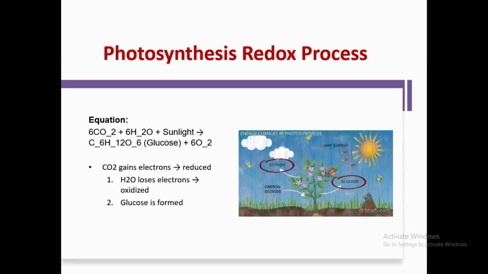There is also the photosynthesis redox equation: 6 molecules of carbon dioxide and 6 molecules of water plus sunlight convert into C6H12O6, which is glucose, and release 6 molecules of oxygen. So carbon dioxide gains electrons and becomes reduced. The water loses electrons and becomes oxidized, and glucose is formed.